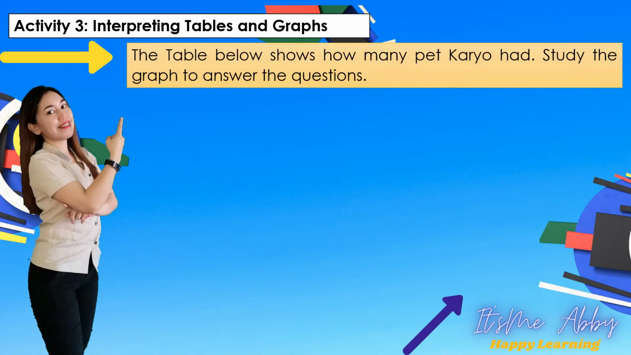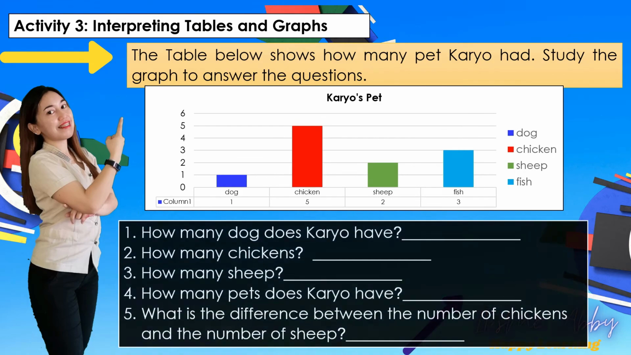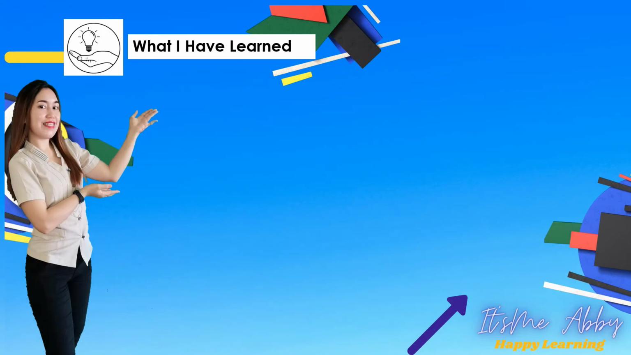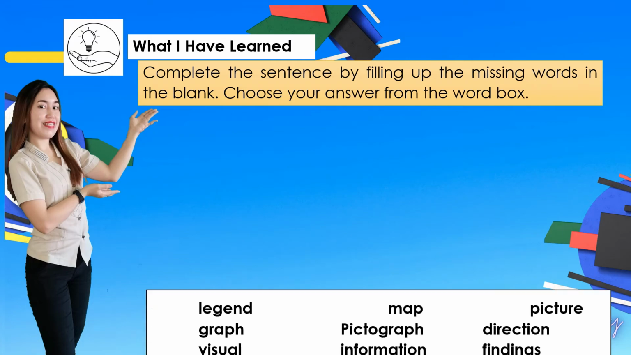Activity 3, Interpreting Tables and Graphs. The table below shows how many pets Cario had. Study the graph to answer the questions. Let's continue. Let's have What I Have Learned. Complete the sentence by filling up the missing word in the blank. Choose your answer from the word box.